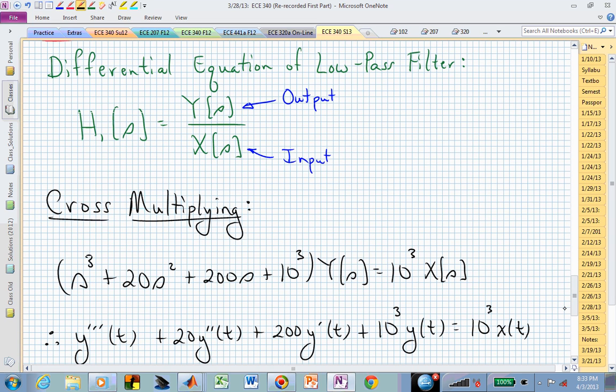To create the differential equation, we cross multiply. That means we take that s cubed denominator and multiply it by the Laplace transform of the output, capital Y of s. We take the numerator, 10 cubed, and multiply that by the capital X of s, which is the Laplace transform of the input.